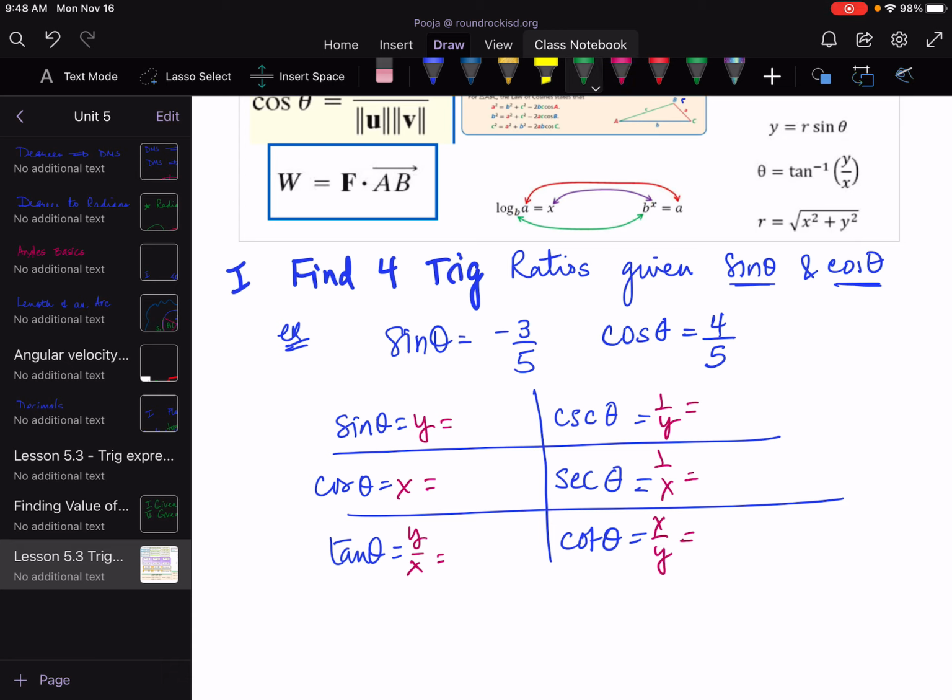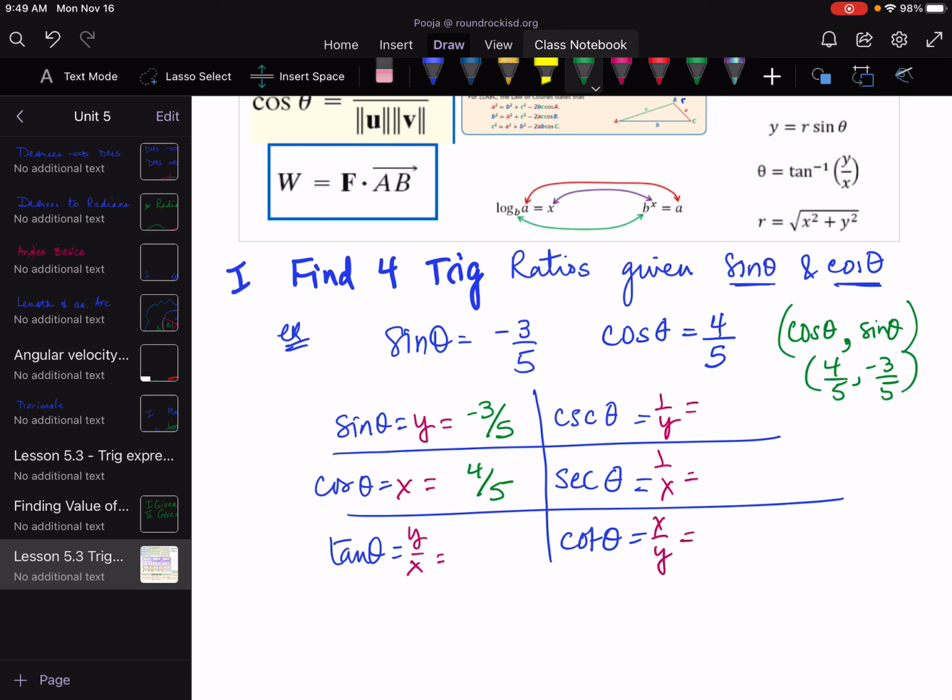Alright, but I do not know the x and the y coordinates. However, we do know from unit circle that cosine theta is the x-coordinate and sine theta is the y-coordinate. So if I were to put this together, the coordinate is 4/5, -3/5. And now, actually, I have it. This is given, this is given.